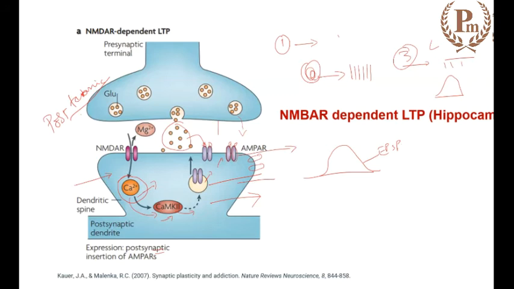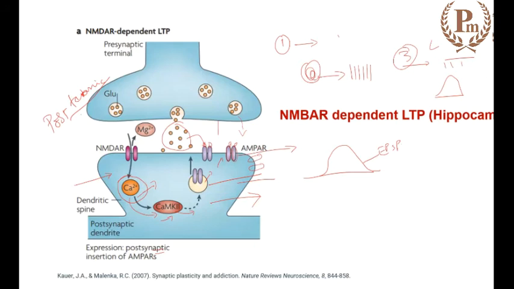If you want to know the full form, NMDA means N-methyl D-aspartate receptor. It is a glutamate receptor, and this is also a type of ionotropic receptor. So what did I tell? There are ionotropic and metabotropic types of receptors.